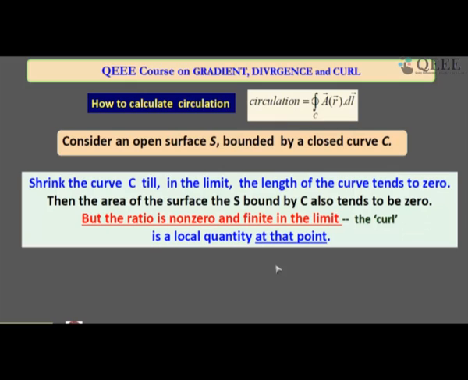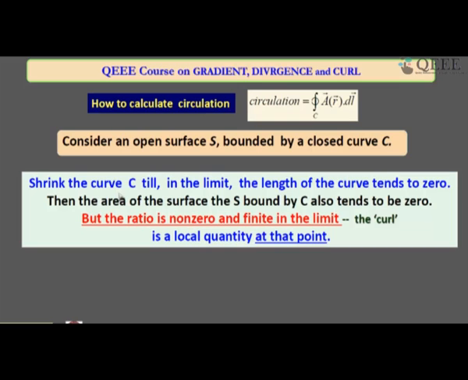Now we are going to do a thought experiment. Consider a surface. Throughout the lecture I will be asking you to consider a surface and a curve which encloses the surface. So C and S, that is the notation I have given throughout. So shrink the curve and finally bring the curve to zero.